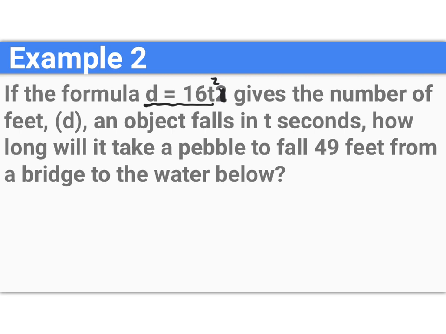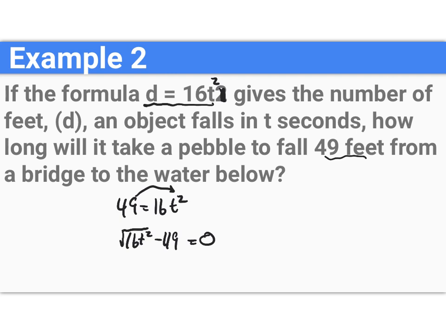D stands for distance, and we're given 49 feet, which is a distance. So we're given 49 equals 16t squared. And the solution of t squared will give us a time. All right, so now what is our binomial? Well, 16t squared, if we subtract 49 to move it over here, we set that equal to 0. And what you should see is a difference of squares.